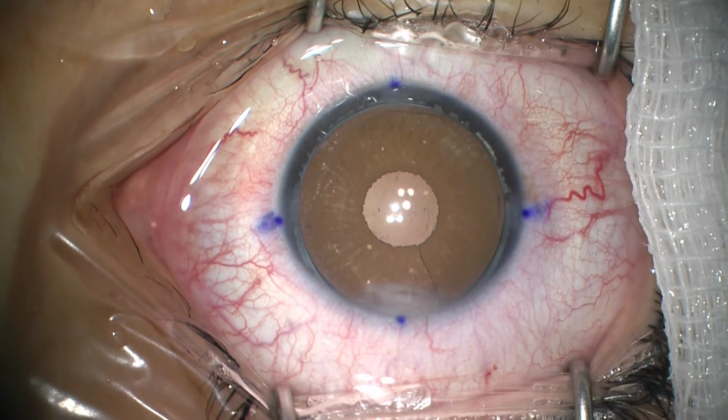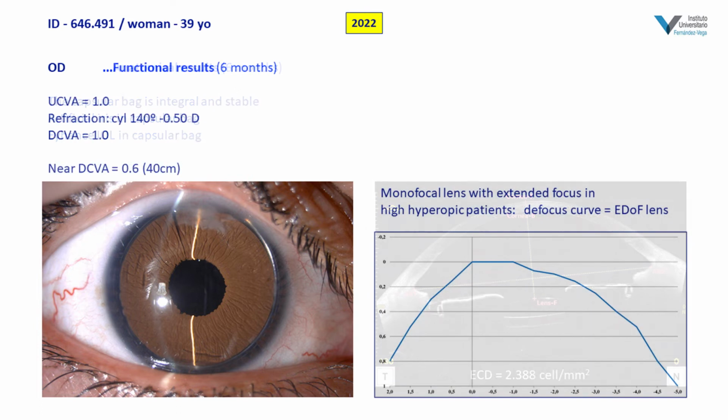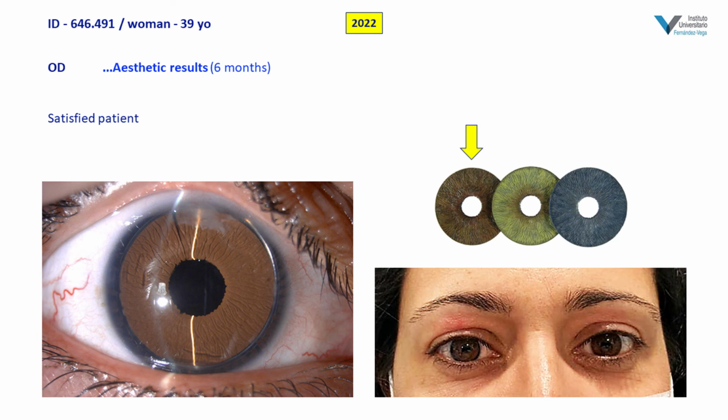No intraoperative complications occurred. The capsular bag is stable, completely healed, with the capsular tension ring, the intraocular lens, and the artificial iris inside. Functional results are also very good, with a UCVA of 1.0 and with the focus curve showing good intermediate and near vision. And finally, the patient is very satisfied with the aesthetic results obtained with the selected iris color.